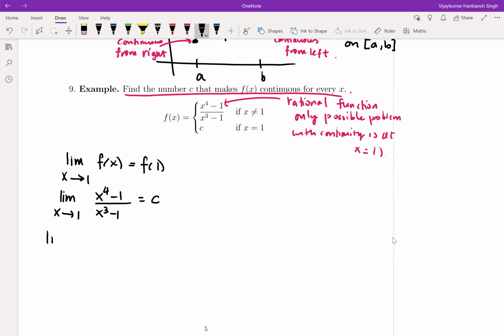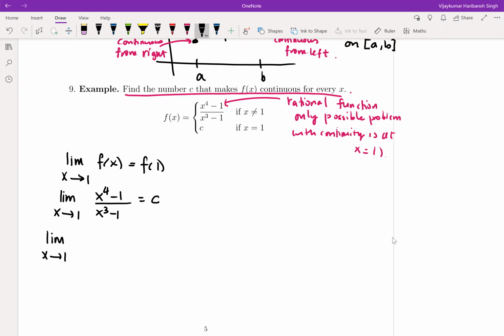So this is going to be the limit as x goes to 1 of x to the 4 minus 1. When you put 1 on the top, you get 1 to the power 4, which is 1. 1 minus 1 is 0. So there's a factor of x minus 1 hiding there, which we need to get out. Similarly, in the denominator as well, if you put 1, you get 1 cubed minus 1, which is 0.